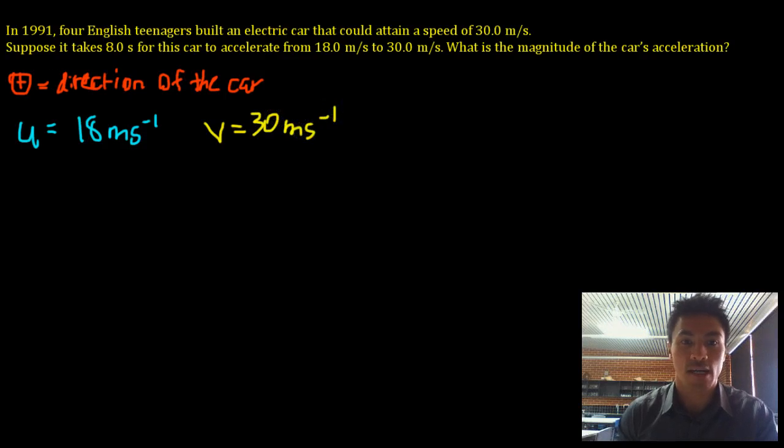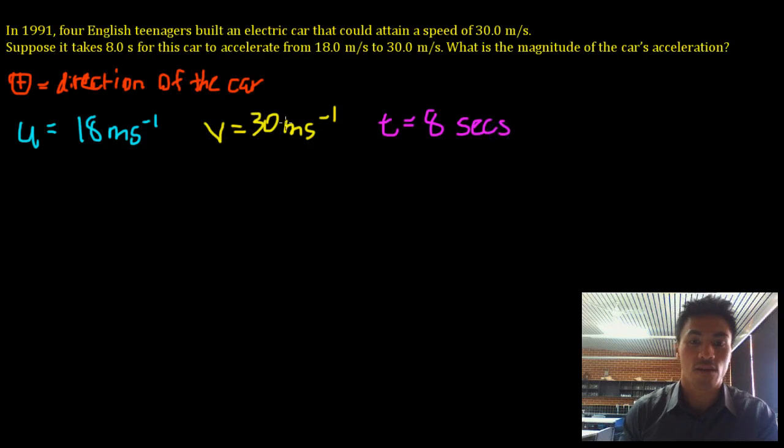We also have time. Let me put time in magenta. It takes them 8 seconds to accelerate to their max speed. So we want to find out our acceleration. Acceleration is unknown, and it's going to have the units meters per second per second.